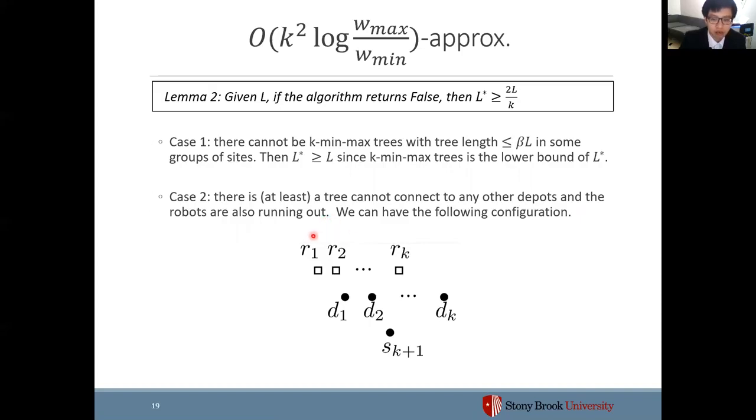In this case, we can have the following configuration. Let's say we have k robots here. We already assigned k depots, D1 to Dk. We also have one more point, k plus 1, which is from this tree. And remember, it cannot connect to any one of these depots.